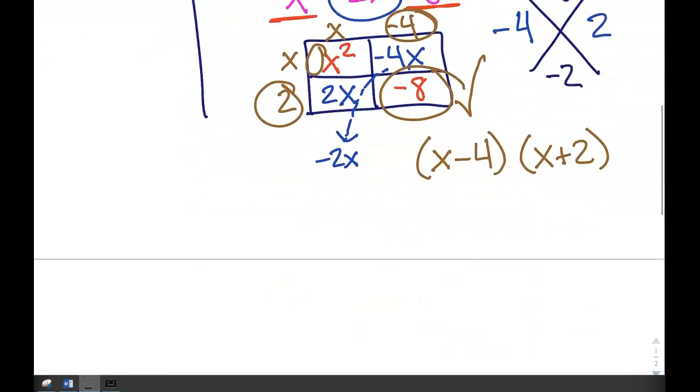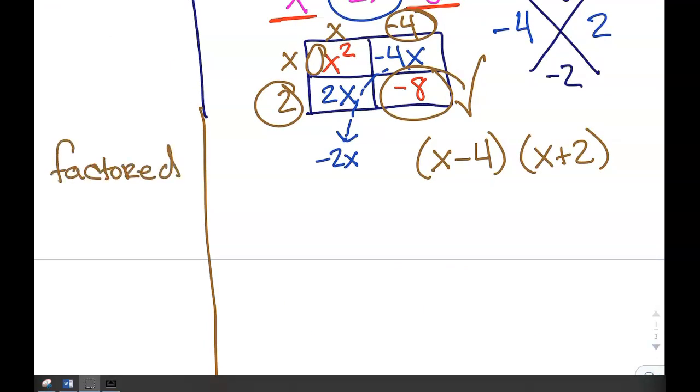So I'm continuing. This gives me my factored form. I'm going to put this off on the side because I didn't give you that information. That's information that you should know. This x minus 4, x plus 2, give me my x-intercepts. The way we find x-intercepts is by taking the opposite of those x's, so I get 4 and -2.